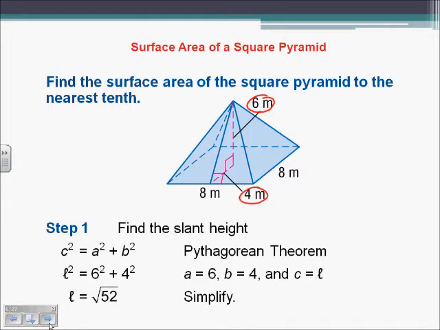Now we need to know the area of our base and the perimeter. The area of the base is just going to be 8 squared because it's a square. So we're going to have 64 for the area of the base. Our perimeter is going to be 8 times 4 because we have 4 equal sides. So our perimeter is going to be 32.